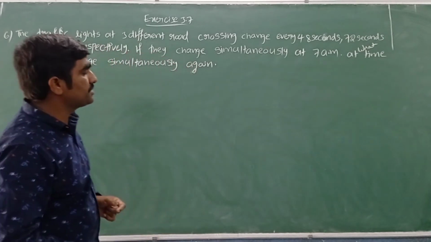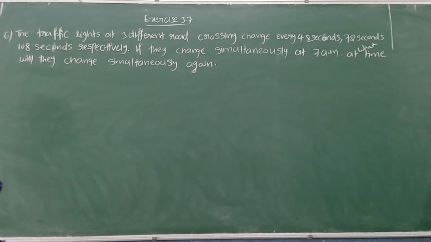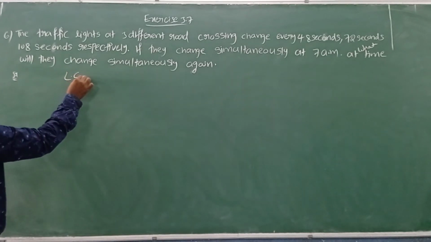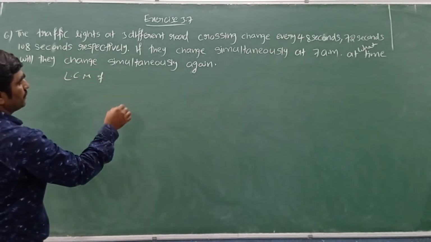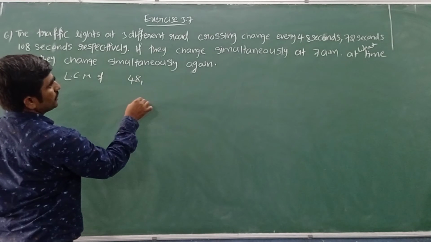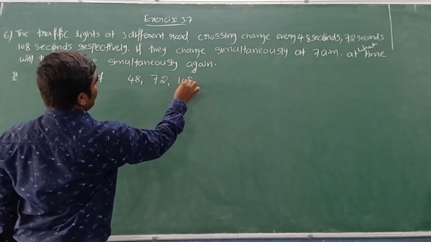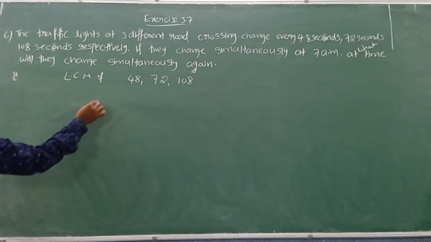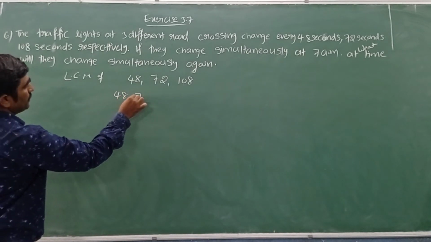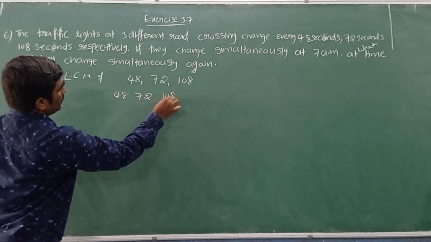Yes, by LCM only we can find the common multiple of all the three numbers. Now let us find the LCM. The timings are 48, 72, and 108. Let us find the LCM of these three numbers. Let me take 48, 72, 108.